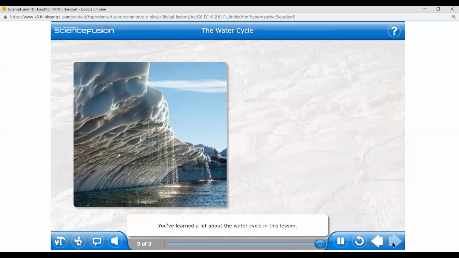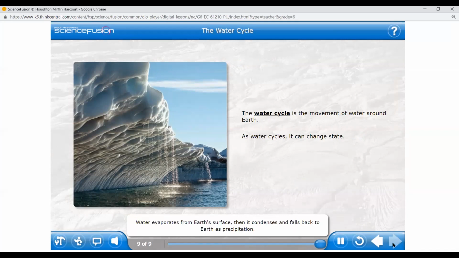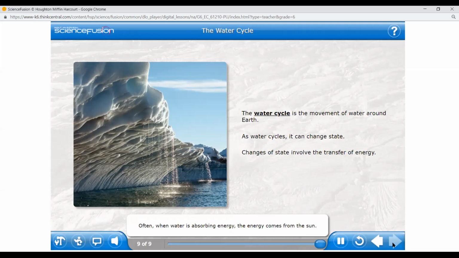You've learned a lot about the water cycle in this lesson. Before we finish, let's take a quick look at the main points you covered. The ways water moves around Earth is the water cycle. As water cycles, it often changes state. Water evaporates from Earth's surface, then it condenses and falls back to Earth as precipitation. Water on Earth's surface may flow into the soil or flow over Earth's surface to the ocean or another body of water. When water evaporates, the cycle begins again. When water changes state, it absorbs energy from its surroundings or releases energy to its surroundings. Often, when water is absorbing energy, the energy comes from the sun. Now that you've finished, if you wish, you can go back and review any part of the lesson again.